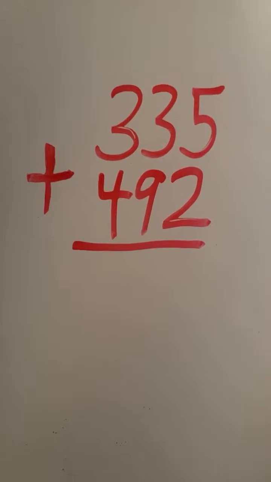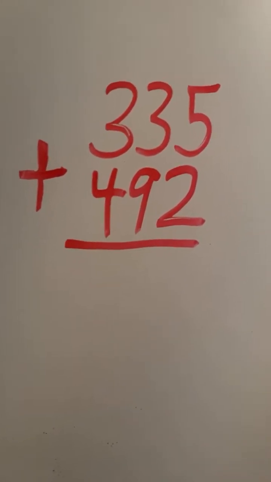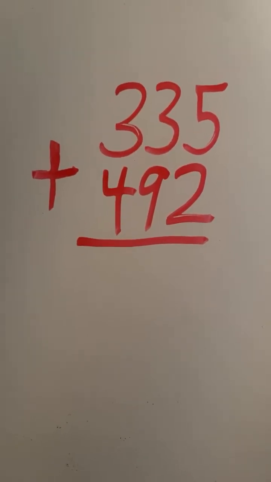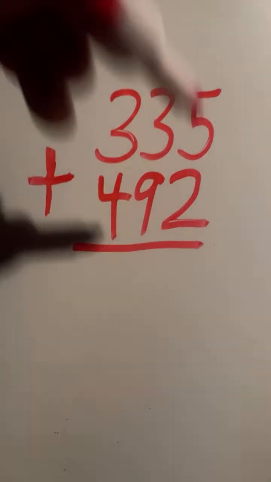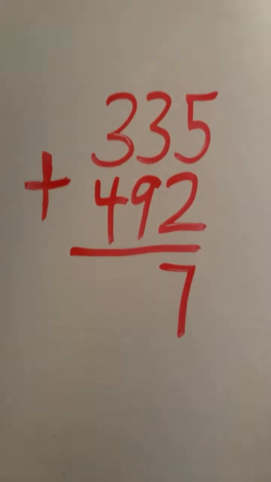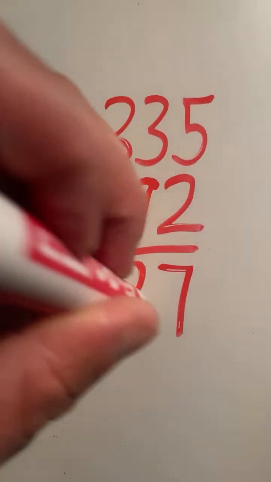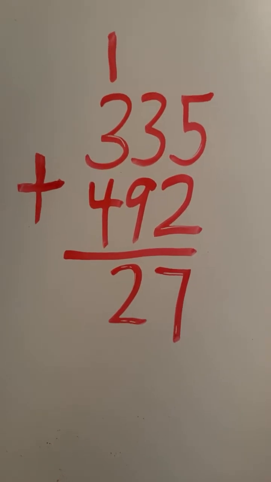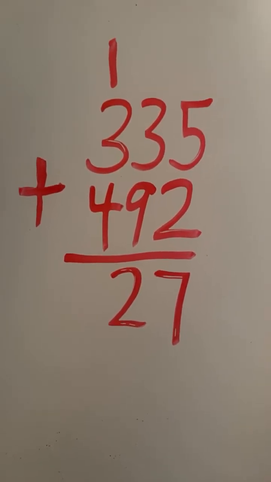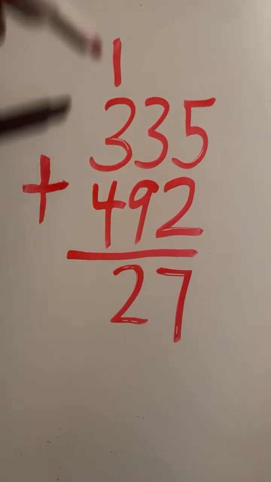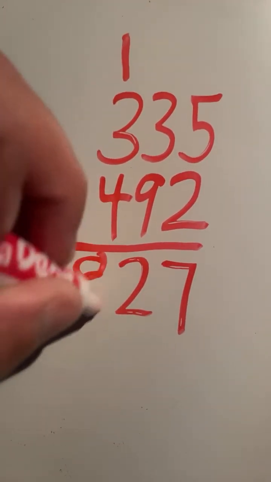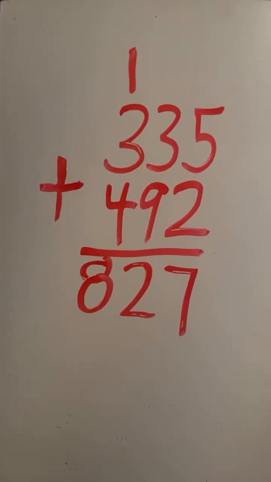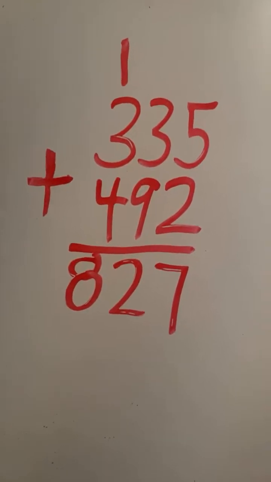All right, next example, we have 335 plus 492. So, starting in the ones place, 5 plus 2 equals 7. 3 plus 9 equals 12. 2, carry the 1. 3 plus 4 equals 7. Plus 1 equals 8. And we have our final answer. 335 plus 492 equals 827.